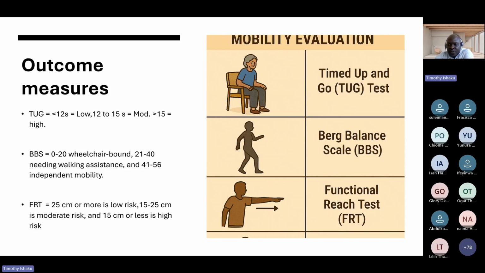If it is sit to stand without support, you can increase the chair height and then allow them to do sit to stand till when they can do it. If they can't stand with the legs closed and everything, you modify it and they can do it.